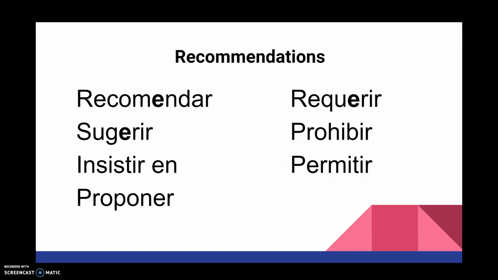For R, we have recommendations. So we have recomendar, sugerir, insistir en, proponer, and it's important to remember that proponer can be irregular and that it does conjugate like the verb poner, requerir, prohibir, and permitir. So these verbs, if you see them in the first clause and there's a change in subject between the first and second clause, and you see the word que between those clauses, right now require the subjunctive. So once again, pause the video, do the translations, and then continue.